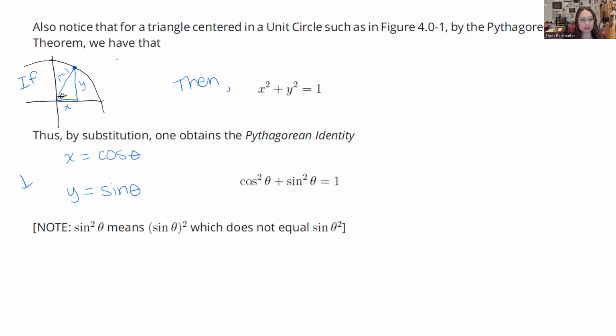So if X is equal to cosine and Y is equal to sine, then this is also true. So X and Y can be interchanged with sine and cosine. And this is extremely important because this is called the Pythagorean identity. Why do you think it's called the Pythagorean identity? It's built off of the Pythagorean theorem. Yes, it is now an identity. Okay, this is really important.